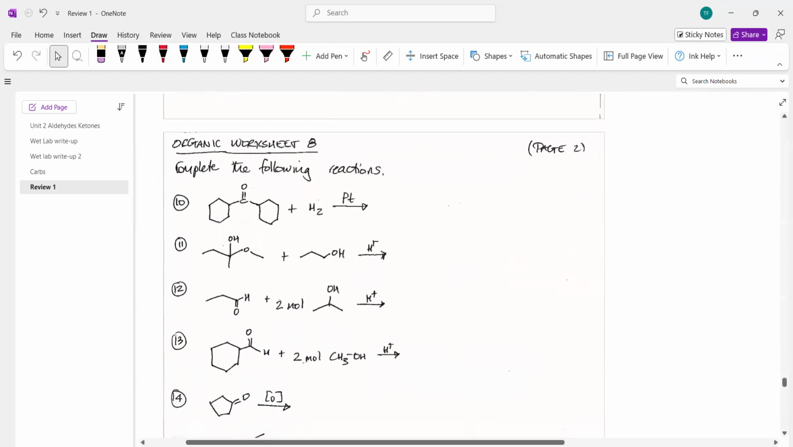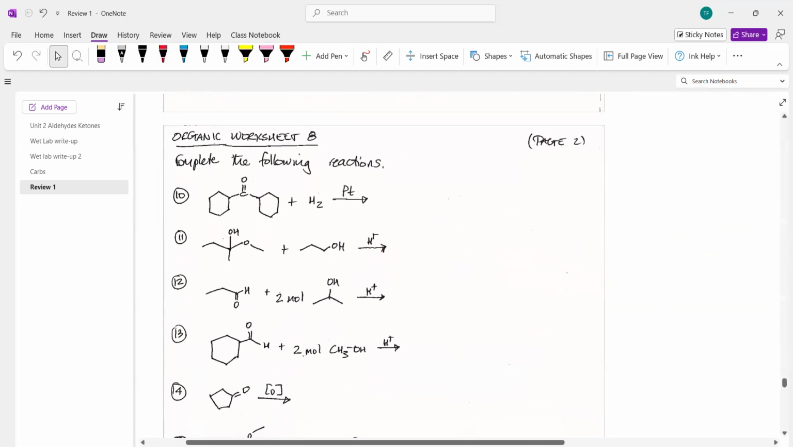Okay, more reactions. Okay, so this is a reduction. So when we add hydrogens, we're reducing. When we take hydrogens away, we're oxidizing. So we have a ketone. When our ketone is reduced, it goes to a secondary alcohol.